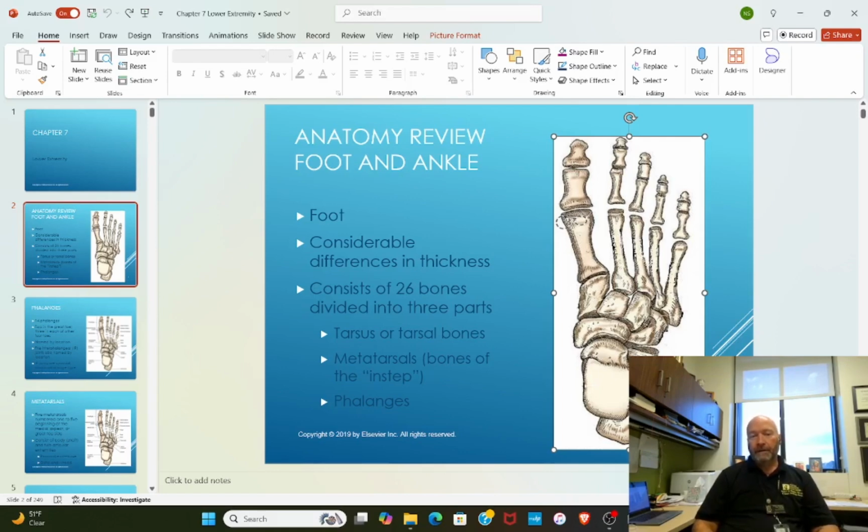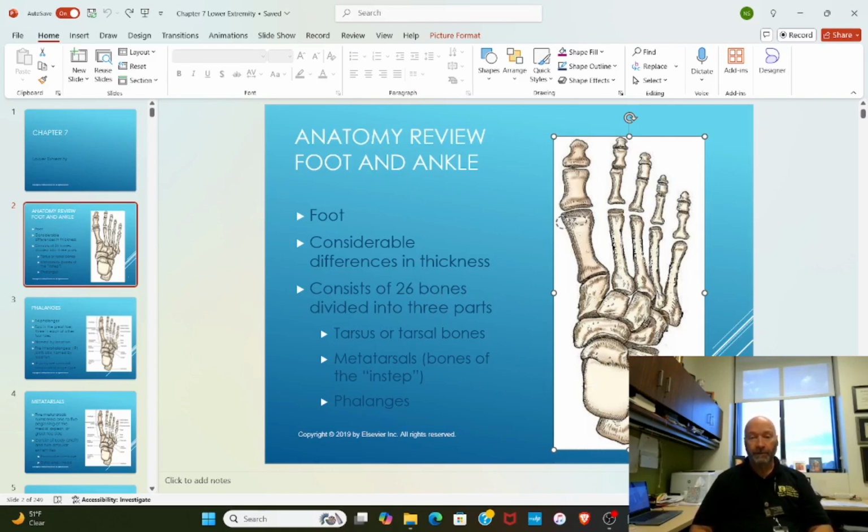So the foot is really wedge shaped. It's a pretty steep wedge, so there's a considerable difference between the toes and the proximal portion of the foot. We'll talk about the imaging things that you need to know about that in the positioning portion, and I'll touch on it a little bit here as well. So the bones consist of 26 bones divided into three parts.